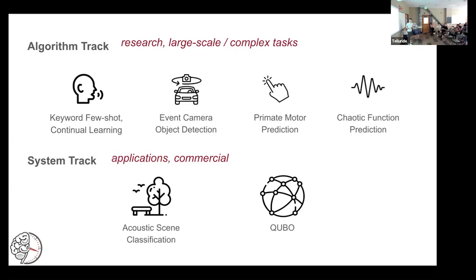On the system track, we have tasks around somewhat commercial use cases. So we have an audio task, which is acoustic scene classification. This is essentially just the same as keyword spotting, except your audio data is from environments. And then we have, of course, QO, the optimization problem.